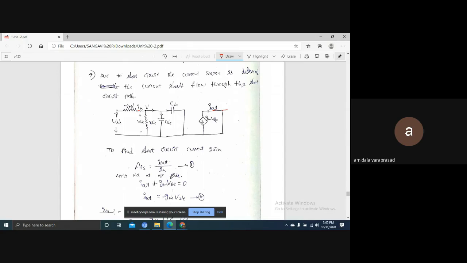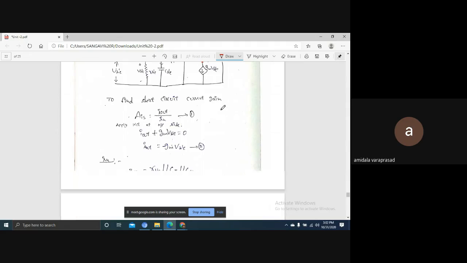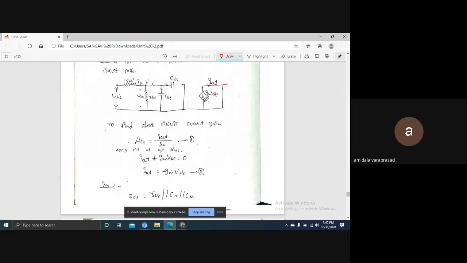Apply KCL at the output node. This is the output node. If you observe I out and gm VB'E, if you apply KCL at the output node, both are outgoing currents only. Then we can write I out plus gm VB'E is equal to 0. Then I out is equal to minus gm into VB'E. Or else, if you observe here, I out and gm VB'E are both in opposite direction, so I out is equal to minus gm into VB'E.